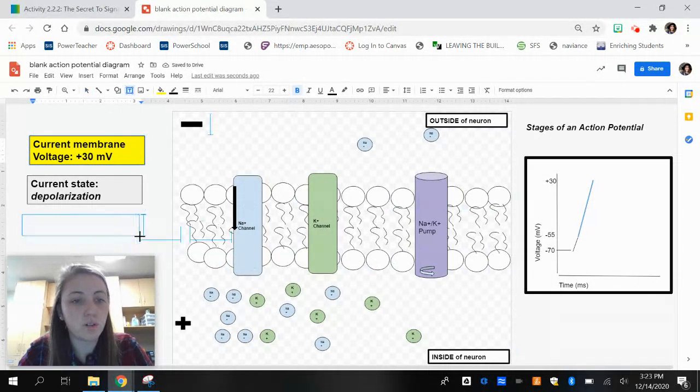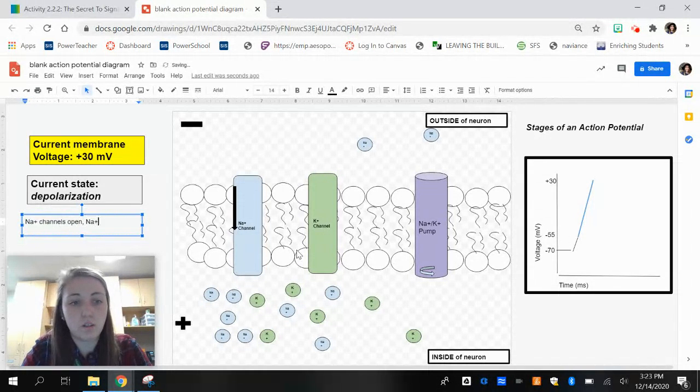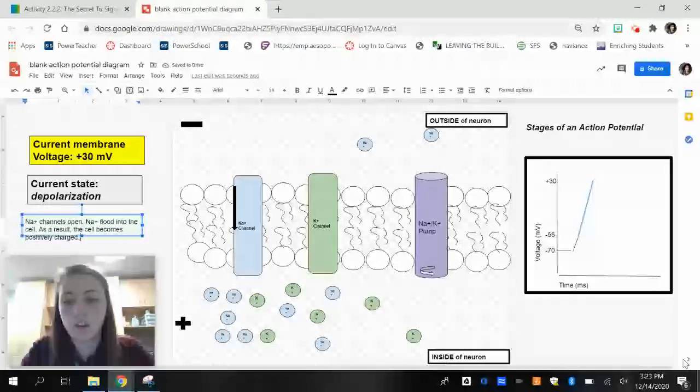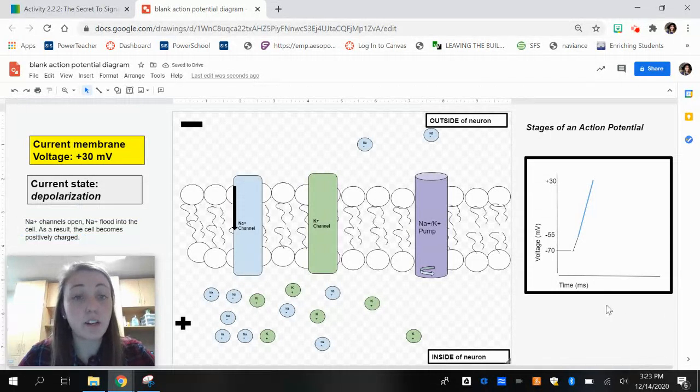And just for your notes, things that happen during depolarization: the sodium channels will open, and then sodium is going to flood into the cell. As a result, the cell becomes positively charged. So go ahead and pause this video and take your notes on it, and then proceed to the next step.